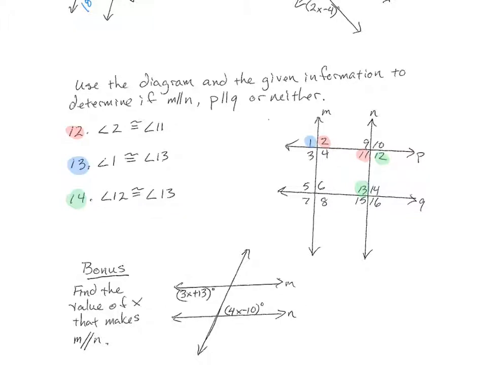Then you have a bonus here at the bottom, down here. Find the value of x. What kind of angles do you have? Set up an equation and solve for x.